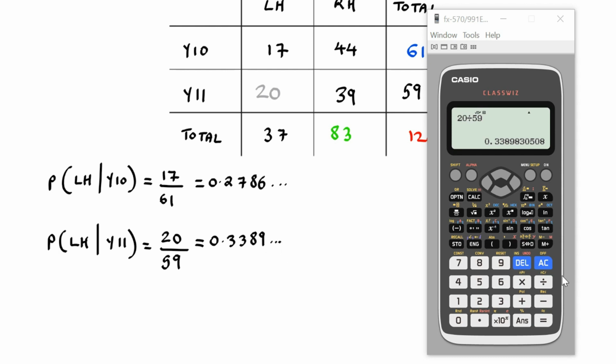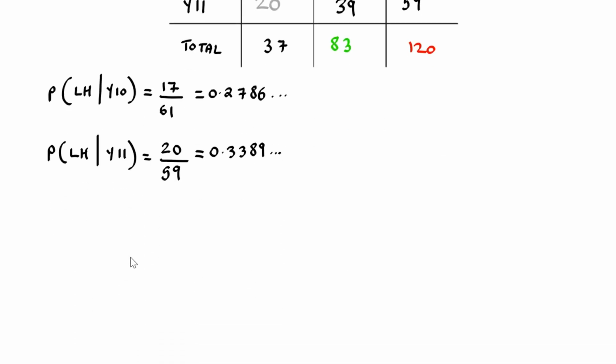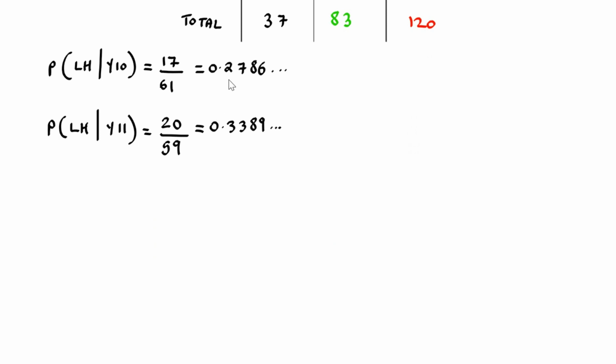So 20 divided by 59, you'd find this to be 0.3389, etc. And therefore what you can see here, it's more likely that we're left-handed in year 11 because this probability is greater than this probability. So therefore we have year 11.